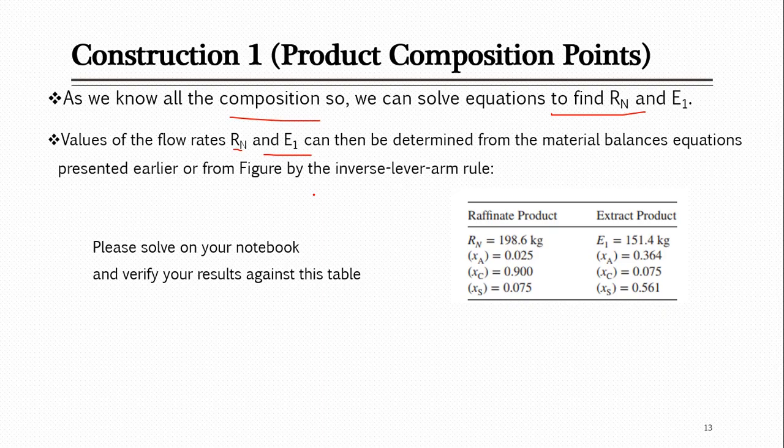We have to look for its amount, as well as the amount of extract leaving from stage 1. So that's given here, these values. Just compare your values with these, they should be close enough to these values. And the other method is the inverse lever arm rule. We have talked about this in the last lecture, so you can use that same method.